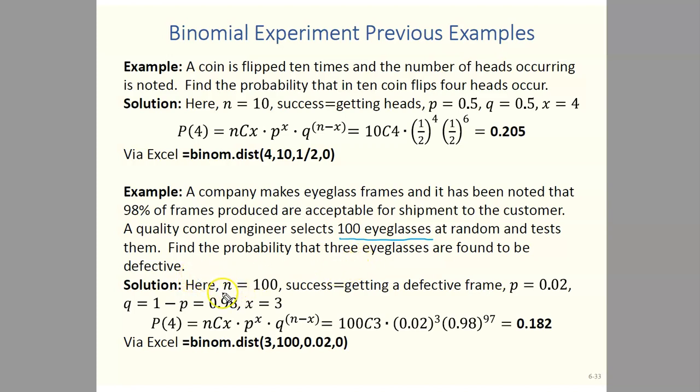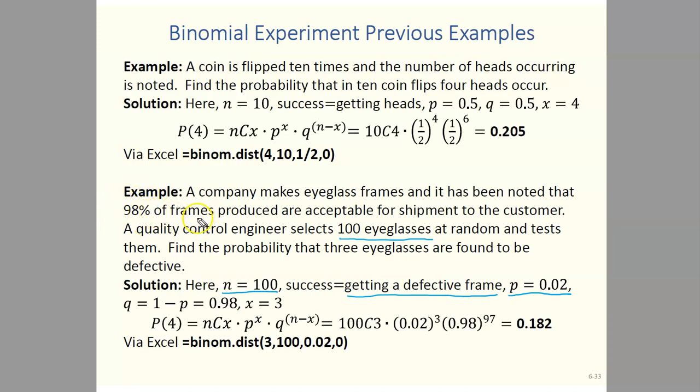So in this case, our number of trials is 100. Each trial is selecting 1 eyeglass frame. A success we're going to call getting a defective frame in this case, because we're looking for the probability of getting 3 defective frames. So we'll consider a success as getting a defective frame, in which case the probability of success is 0.02. That comes from the fact that 98% of the frames are acceptable, so 2% are defective.